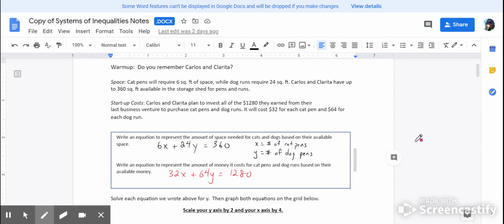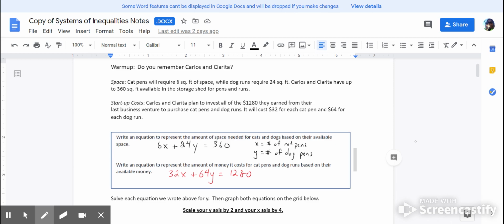So if you remember Carlos and Clarita, they're opening a pet vacation place for owners to go out of town. They can send their pets. So we have cat pens that require 6 feet of space, while dog runs require 24 feet of space, and they have up to 360 square feet available in their short storage shed for pens and runs.